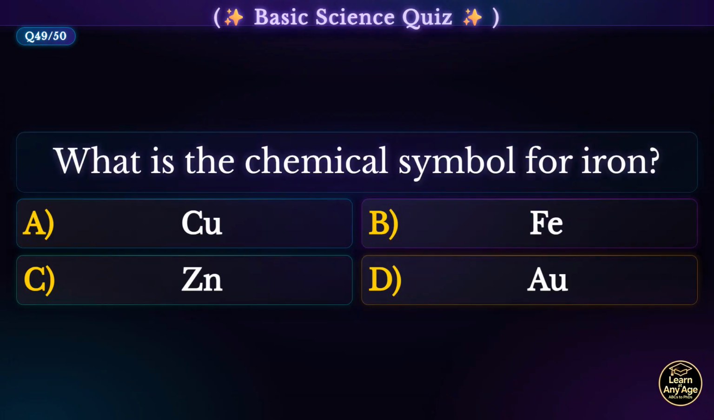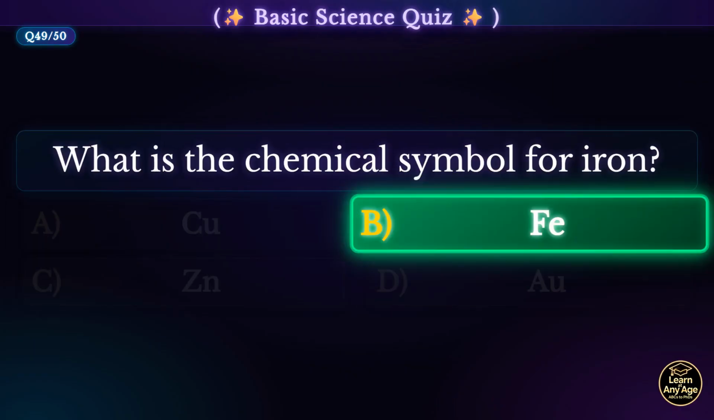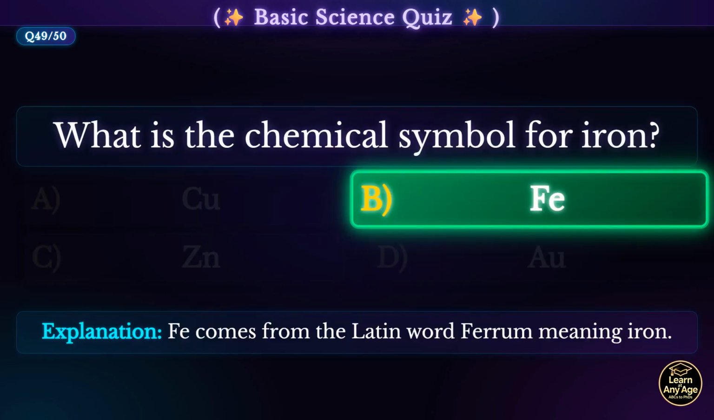What is the chemical symbol for iron? Cu, Fe, Zn, Au. Fe. Fe comes from the Latin word ferrum meaning iron.